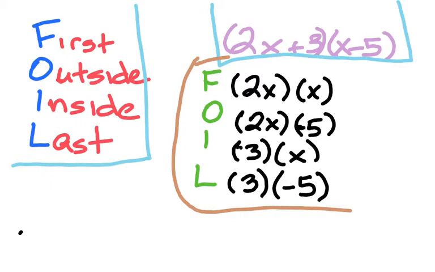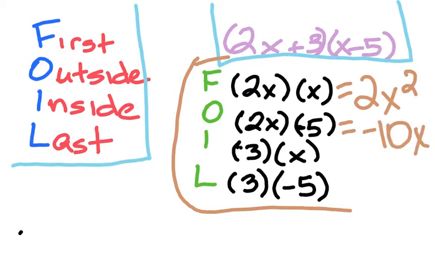So really fast, we're going to go through and make some calculations. 2x times x is 2x squared. 2x times negative 5 is negative 10x. 3 times x is 3x, and 3 times negative 5, which you can do on your calculator, is negative 15. So that is that. Copy it down, every part of it.